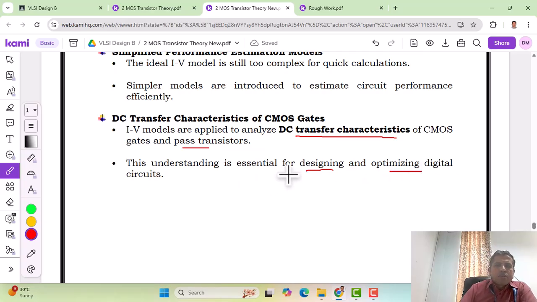Okay, so with that, we have come to an end of this video. In the next video, we will derive the equation for the drain to source current in the different regions, especially the cutoff region, linear region, and saturation region. We'll show what is the magnitude of current flowing in each one of these regions. So with that, we'll end this video.